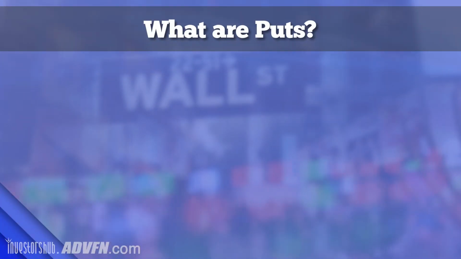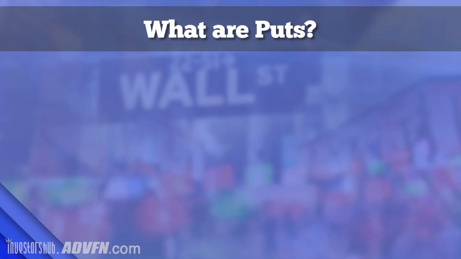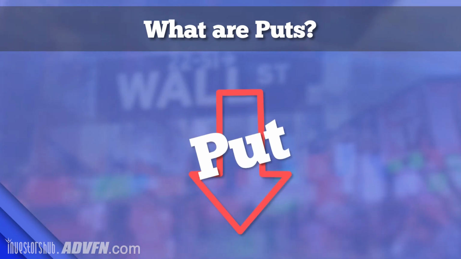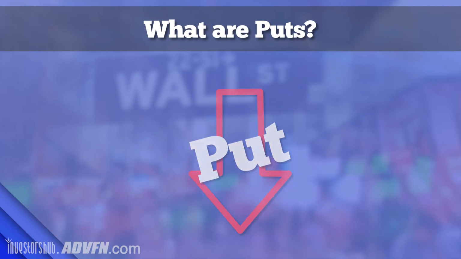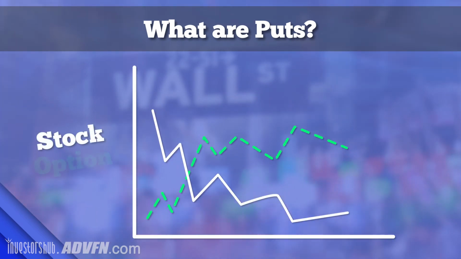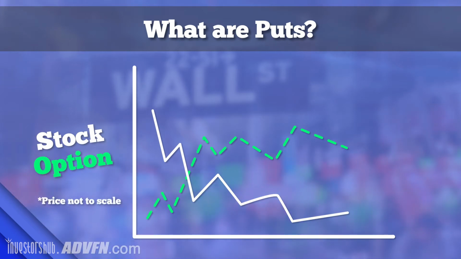Before we go too far down the rabbit hole, let's clarify what puts are. Puts are like calls, but instead of the options writer betting that the price won't go above a certain number, they're betting that the price won't go below a certain number. The value of a put option increases as the underlying share price goes down.